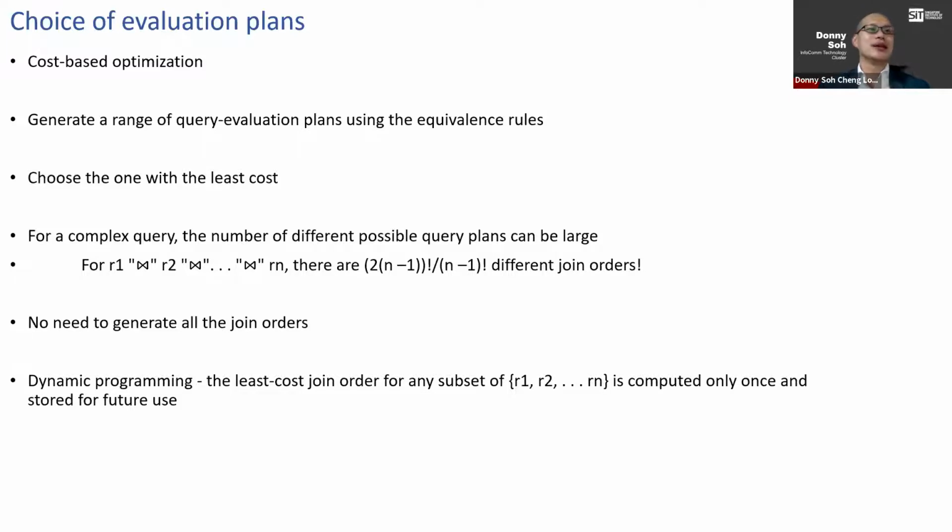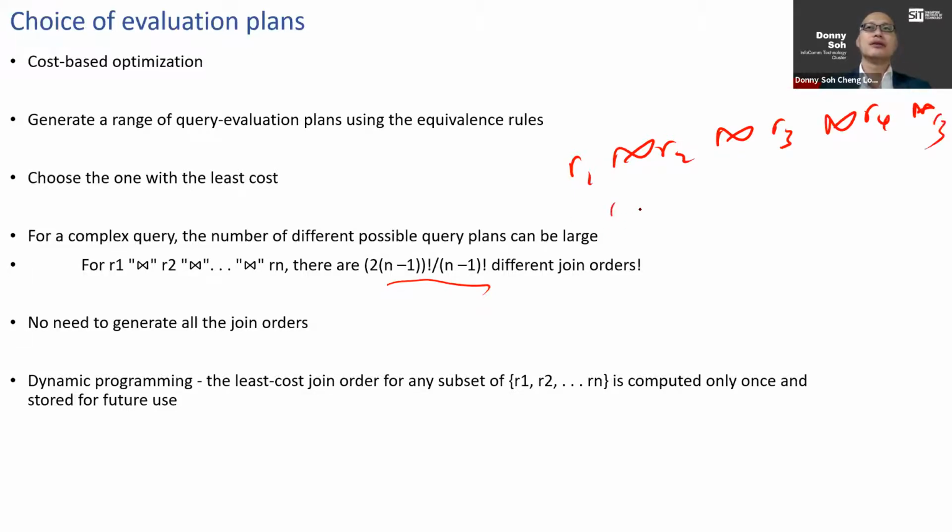So for cost-based optimization, you want to enumerate all possible ways, but as I said, it is very expensive. So this is the number of different join operators. So it is really very expensive. Just a very quick one: R1 join with R2, join with R3, join with R4, join with R5.